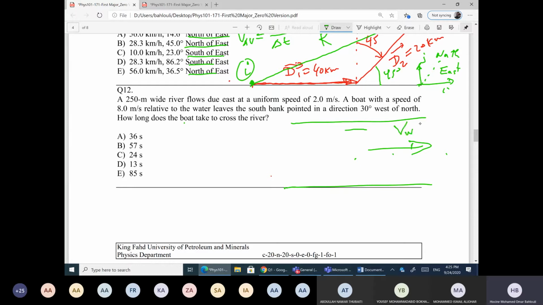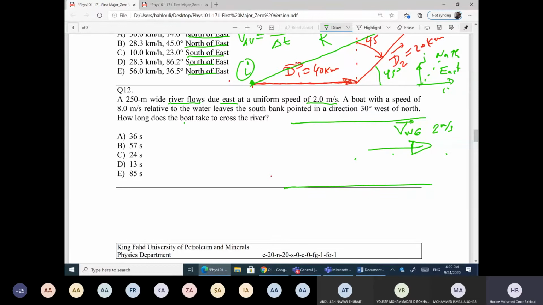Of course, if you are in the sea and it's calm, you don't feel that. So this is the velocity of the water with respect to the ground. Always pay attention to this vector: velocity of the water with respect to the ground. The river flows due east, so this is east, with a uniform speed of 2 meters per second. So the value of this is 2 meters per second, which is the water current.